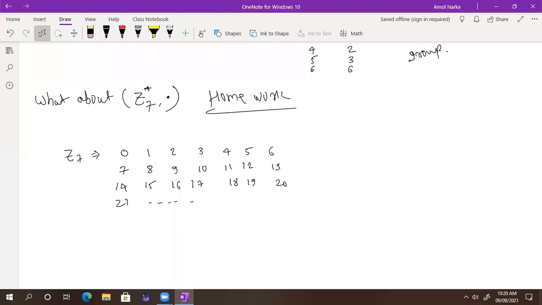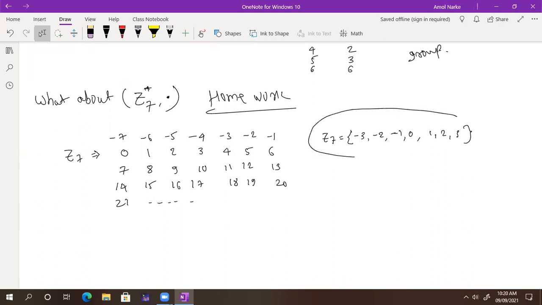And similarly, we also have negatives. You can write down -1, -2, -3, -4, -5, -6, -7, like that. So you can also represent Z7 like that. We have 7 elements, no? 1, 2, 3, 4, 5, 6, 7. So you can define it like that: -3, -2, -1, 0, 1, 2, 3. These are the 7 elements, which is another representation of Z7.